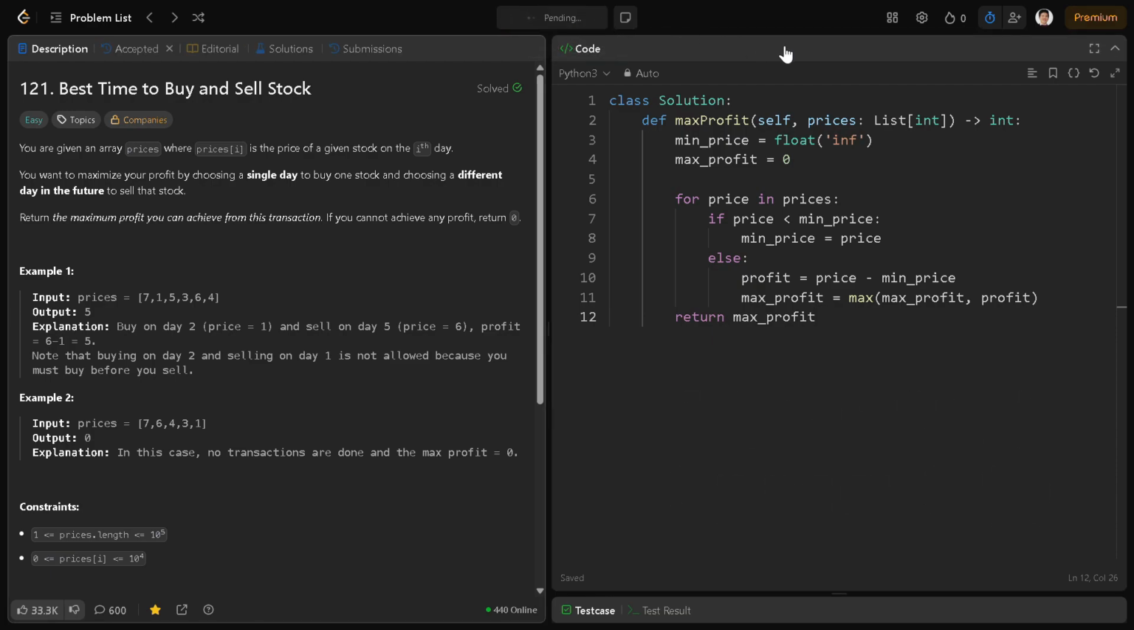That's how you solve LeetCode 121, best time to buy and sell stock.